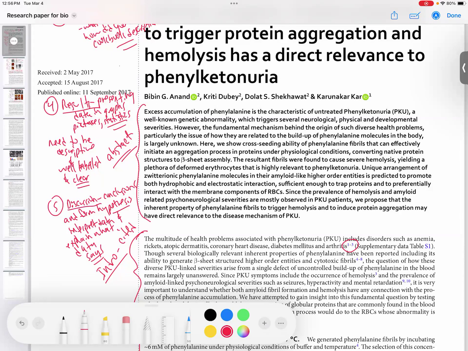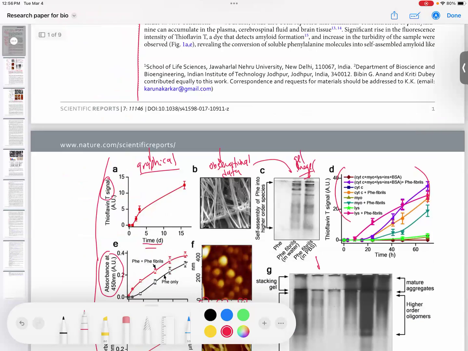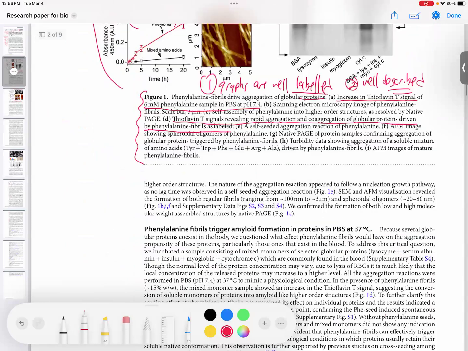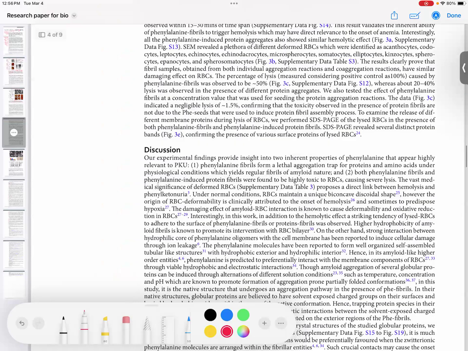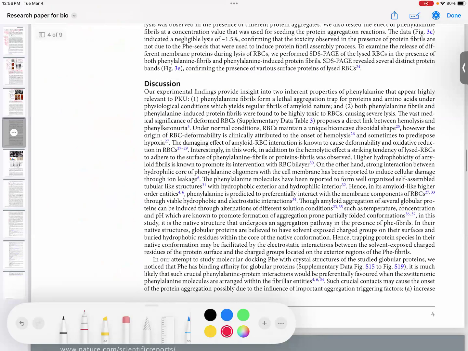So your discussion is your conclusions, but it's not just a conclusion. You have to justify and argue why your data leads you to that conclusion. Why should I agree with your conclusion? This is your chance to basically argue that your data leads to this conclusion. And that's what's happening in the discussion section.